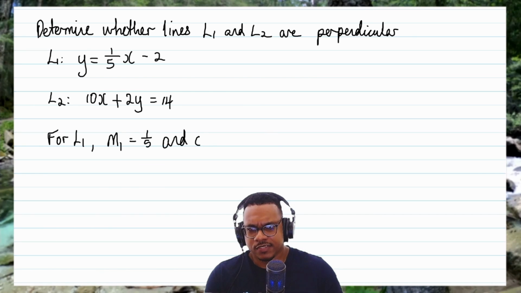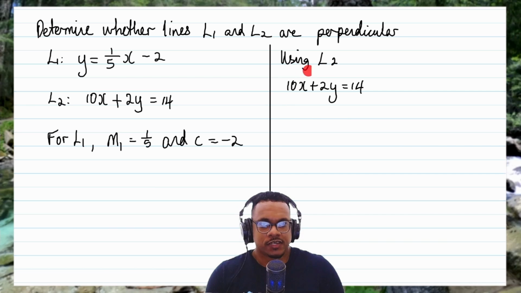And the y-intercept is equal to negative 2. So now we'll be looking at L2. So using L2, 10x plus 2y is equal to 14, and we're going to transpose for y. So the first thing I'll do is transfer this positive 10x across the equal sign, and the sign in front of it will change from positive to negative. So I'll have positive 2y is equal to 14, take away 10x.